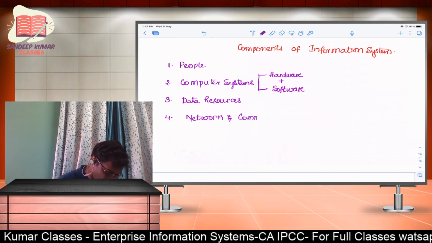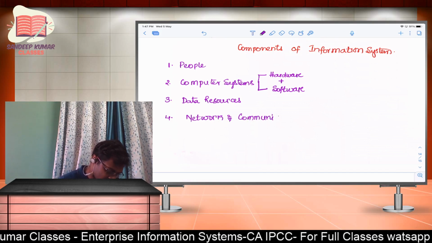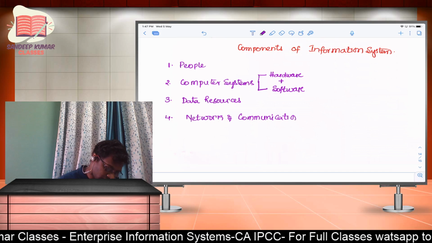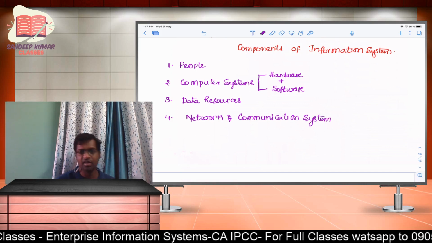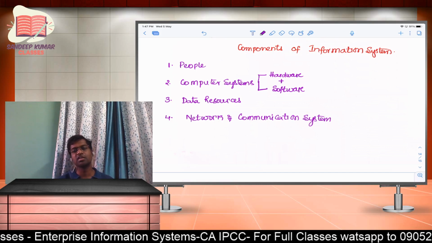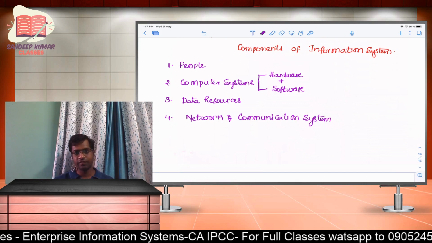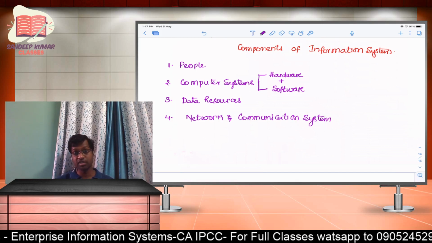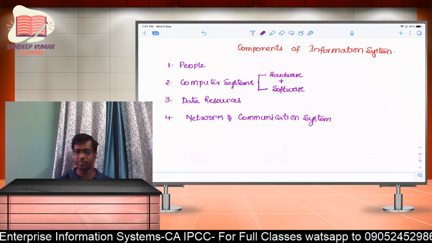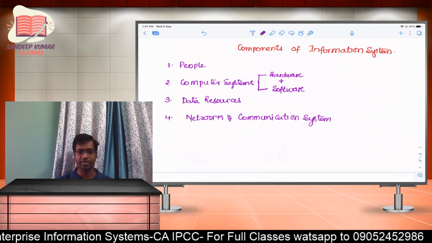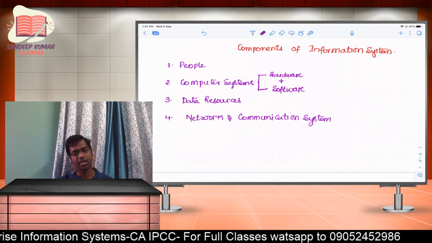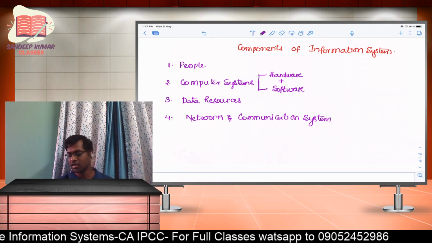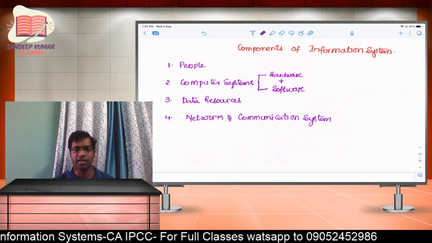Network and communication system. So these are the four components of information system. What are the four components? People, computer system, which is nothing but a combination of hardware and software. Third one, data resources. Fourth one, network and communication system. So these are the four components of information systems.